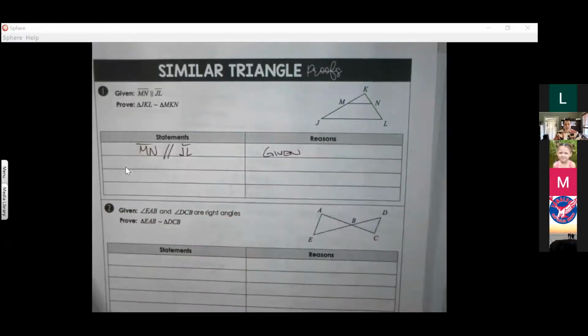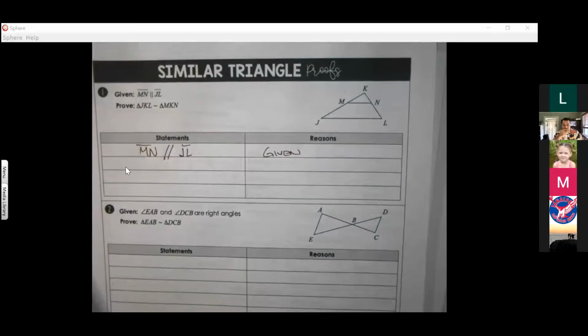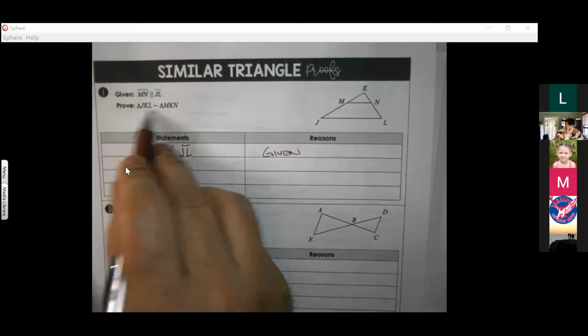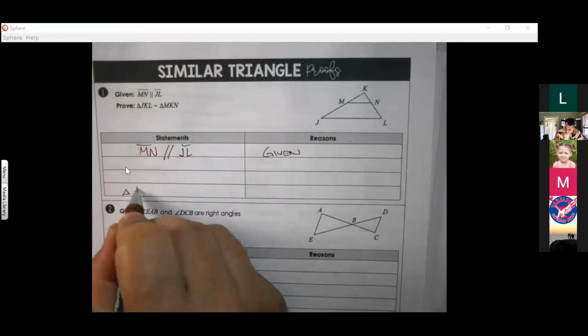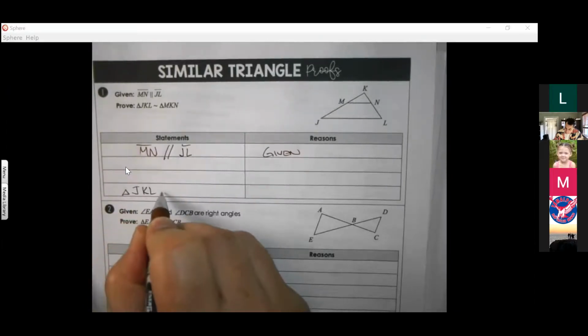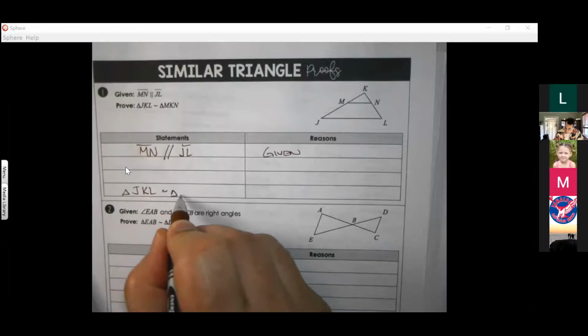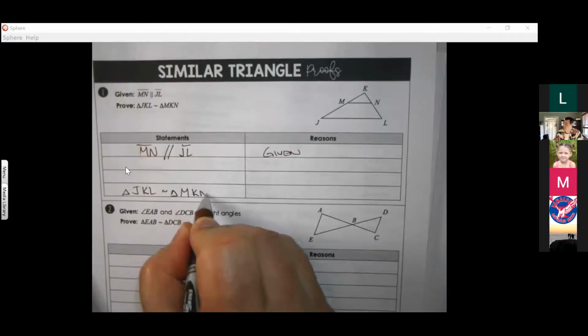One more thing, what can I do that I know is true or know belongs in here? May as well just transcribe it in there now. The proof, exactly what it is I'm aiming for. What's my destination? So I'll take this and say triangle JKL is similar to triangle MKN.